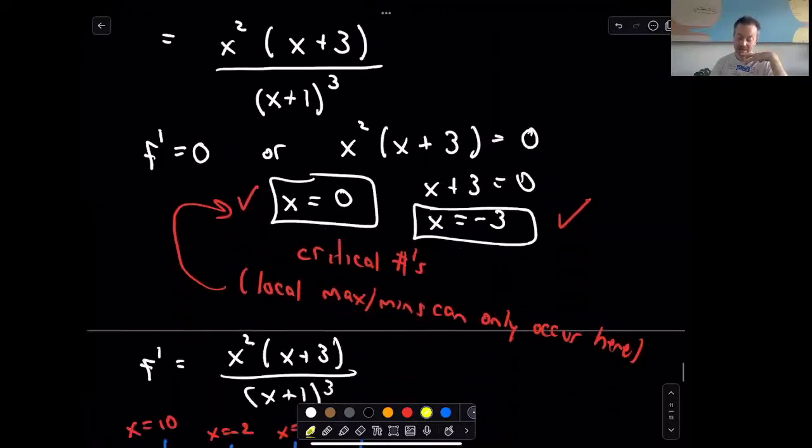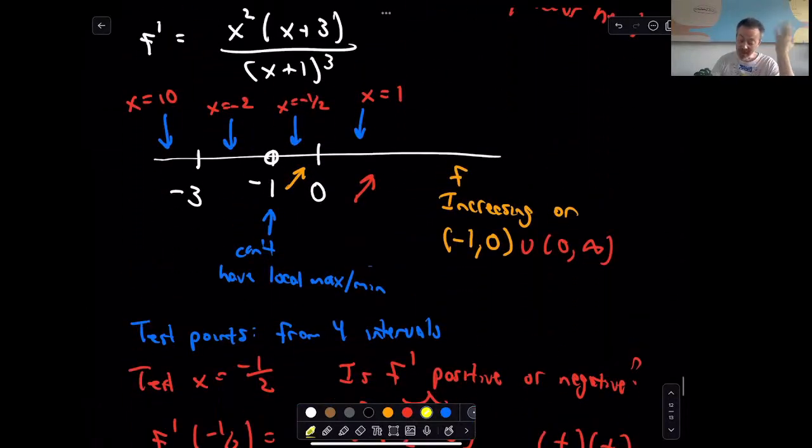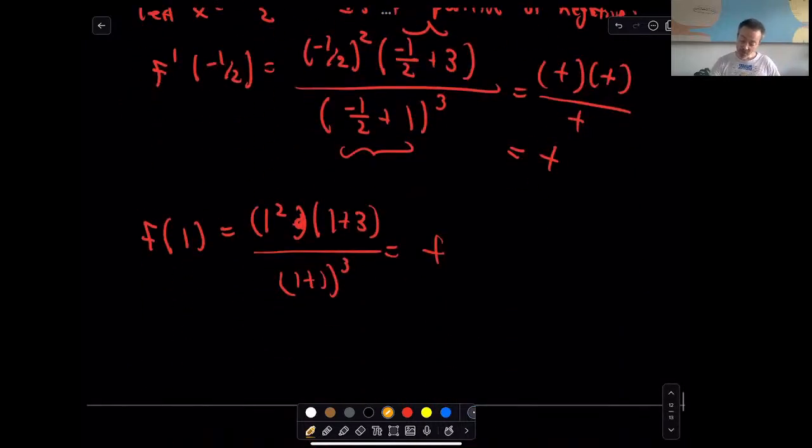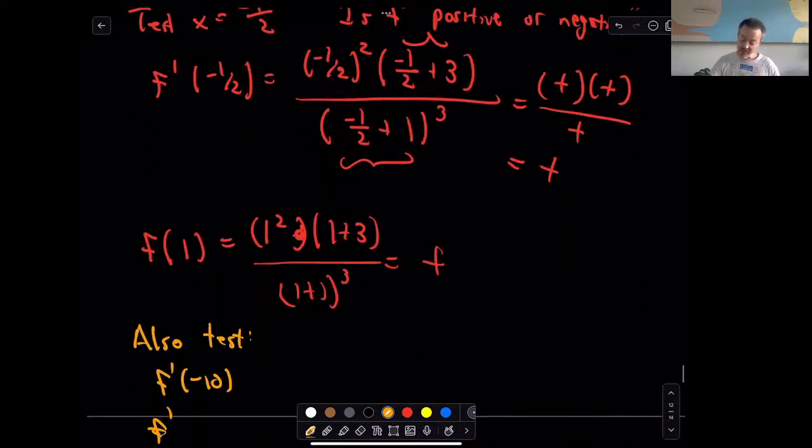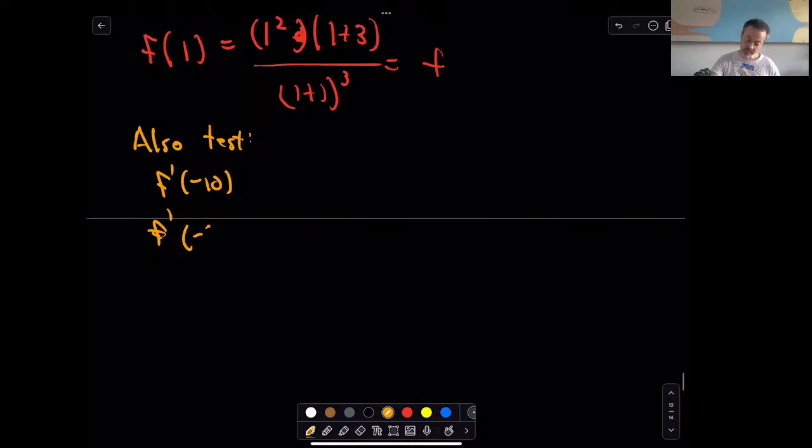So that would now be, and now you would have to go back and do the same thing. You would also have to test f prime, would we use -10, and also test f prime of -2. And just figure out where it's positive or negative. So again, does that help?